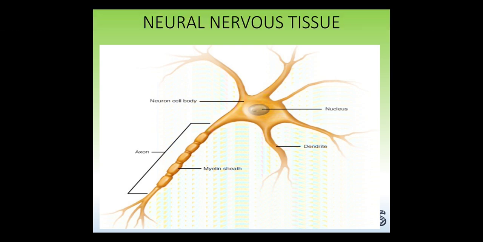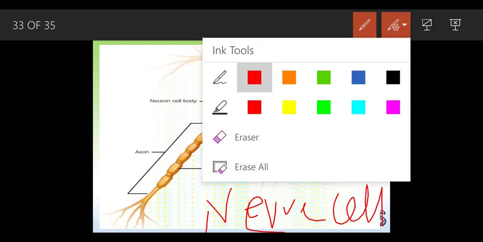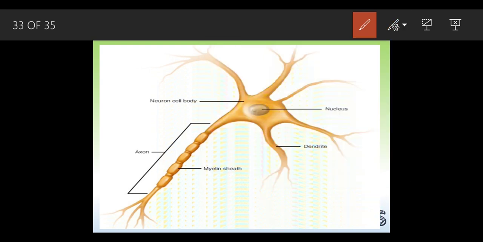Now the neural nervous tissue. You have already heard about this in your 8th standard. This is also called the nerve cell or a neuron. This is the structural and functional unit of the nervous system. Okay, what is the function of this neuron? Let's understand in detail. The function of this nerve cell is to transmit messages to the brain.